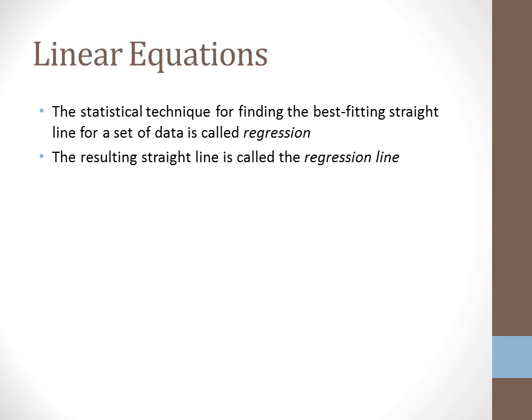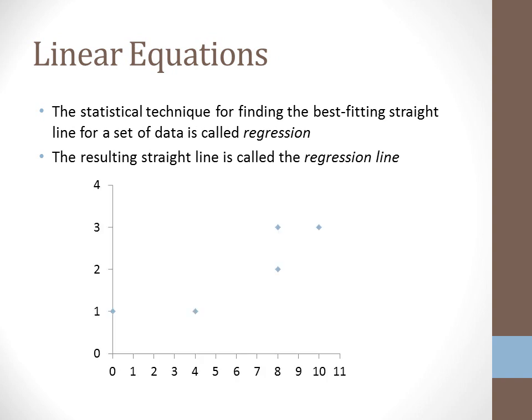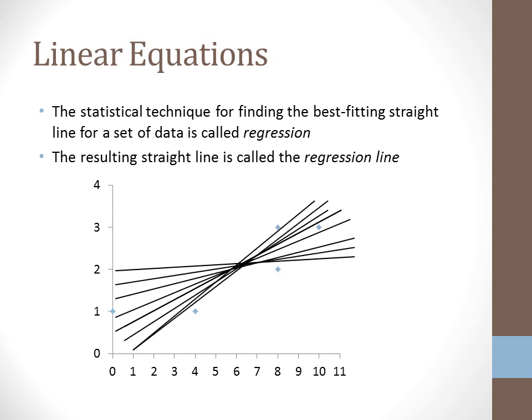And the resulting straight line is called the regression line. The goal for regression is to find the best fitting straight line for a set of data. To accomplish this goal, however, it is first necessary to define precisely what is meant by best fit. Given a data set, it is possible to draw a lot of different straight lines that appear to pass through the center of the data points. For example, this line seems to pass through the center, so does this.